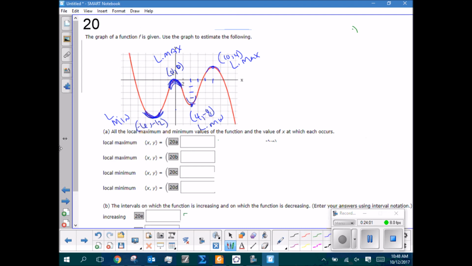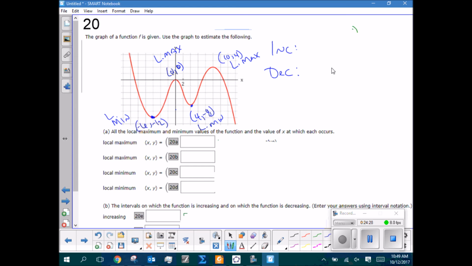The next thing they want you to do is to find out where this thing's increasing and decreasing, and the reason they do this in this order is once you find your maximums and minimums, those are the transition points for increasing and decreasing. So reading left to right, until I get to this first local minimum, if we have a minimum, that means from the left of it you're decreasing, and then to the right of it you're increasing.